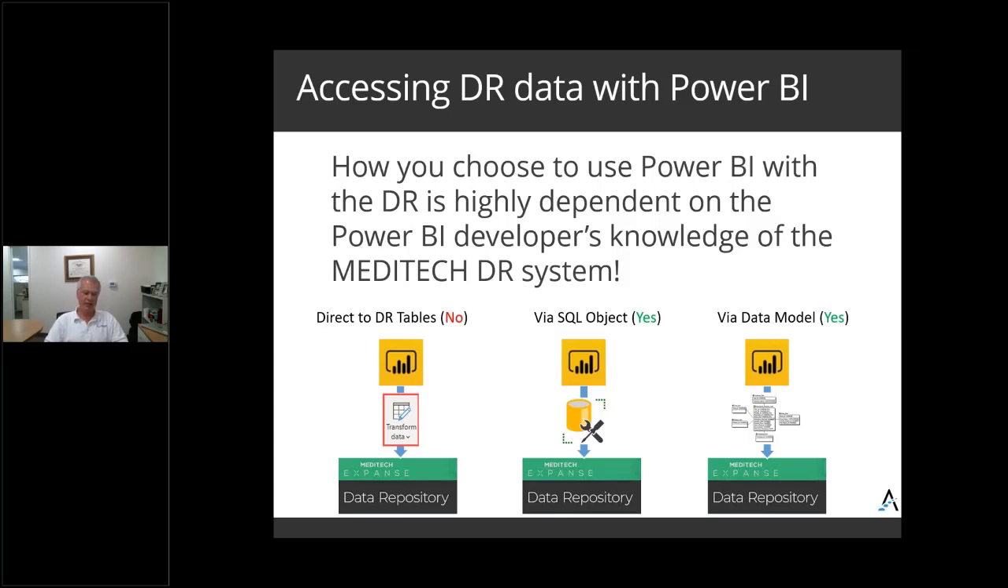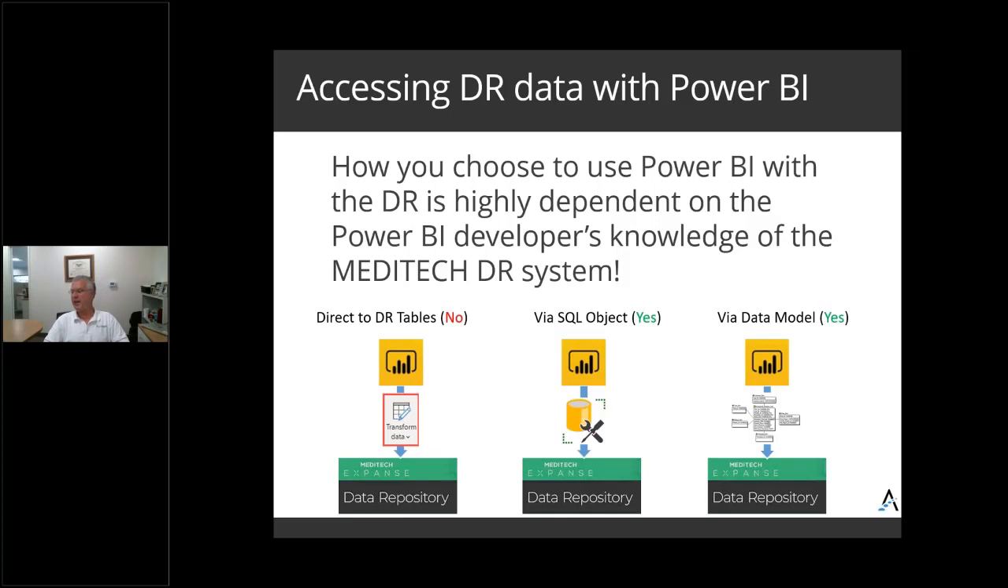The second option is to construct and use SQL objects. And SQL objects are things like SQL views, SQL stored procedures, SQL indexed views. What that does is it allows you to construct those relationships that are missing from the DR within those SQL objects and then expose those objects to Power BI. And therefore, you don't have to construct that information directly within the Power BI dashboard or report that you're creating. And I'll talk more about that in the next couple of slides.